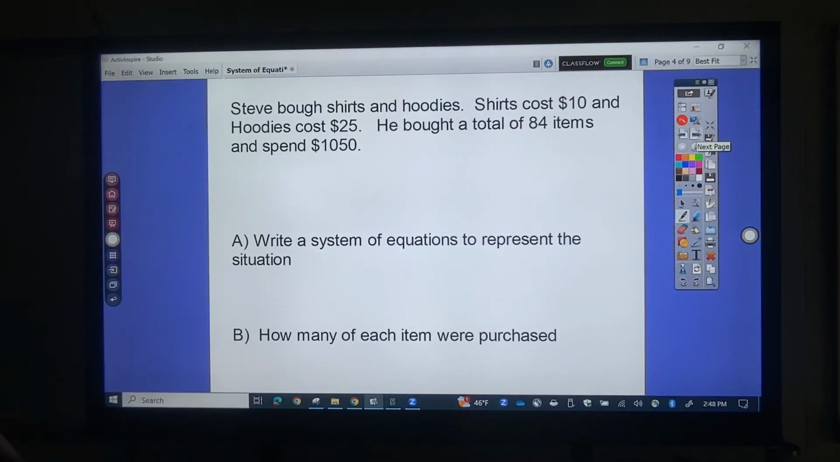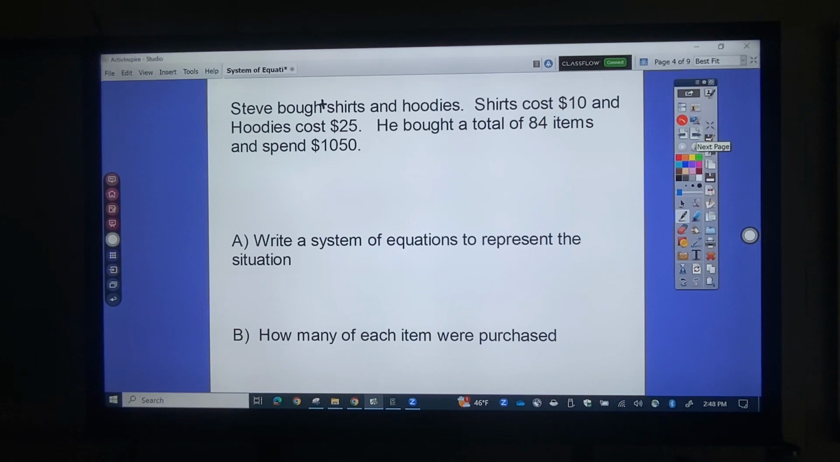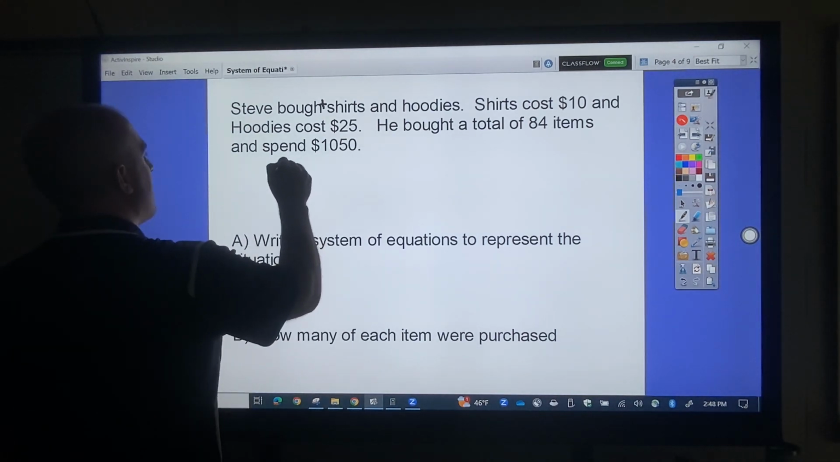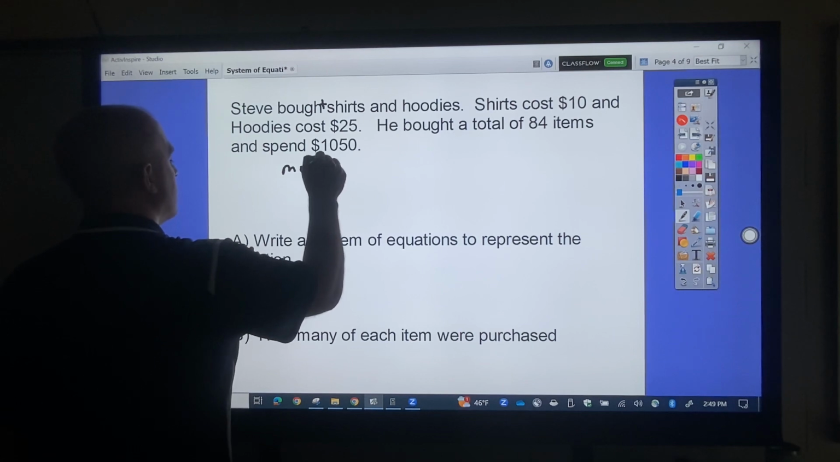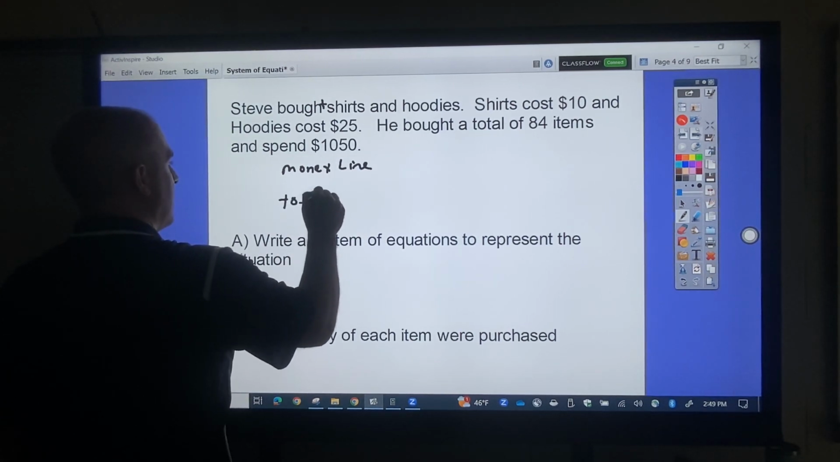All right. Now we're going to get into word problems. Steve bought, there should be a T there. Steve bought shirts and hoodies. Shirts cost $10, hoodies cost $25. He bought a total of 84 items for $1,040. Here's what you're going to have. You're going to have a money line, and you're going to have a total items line.